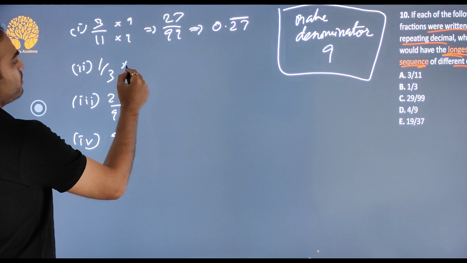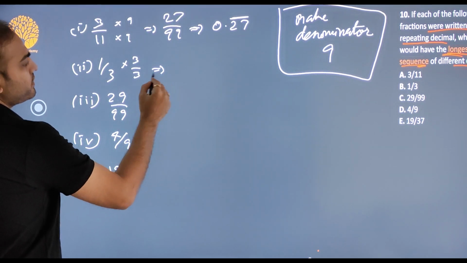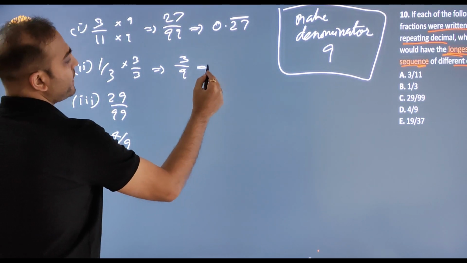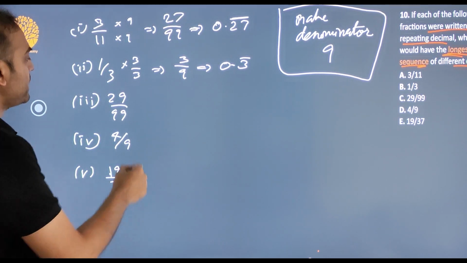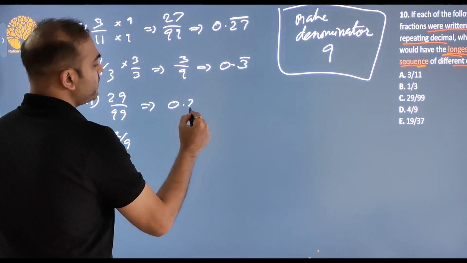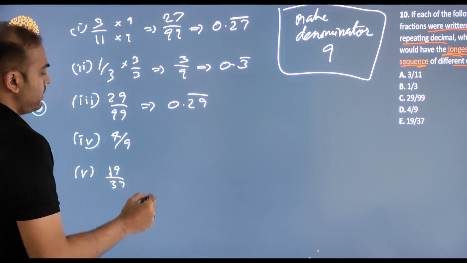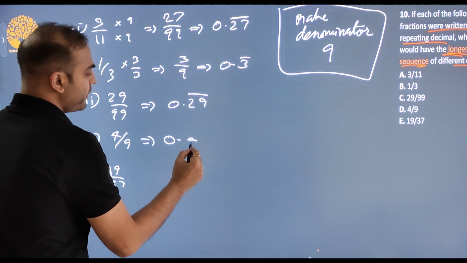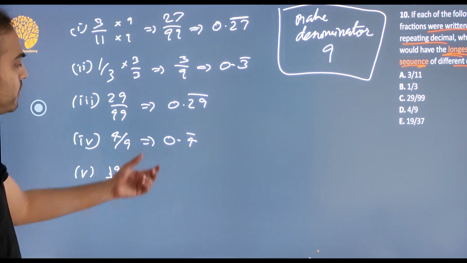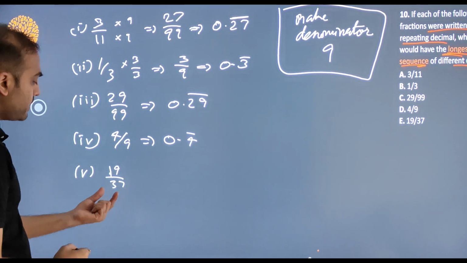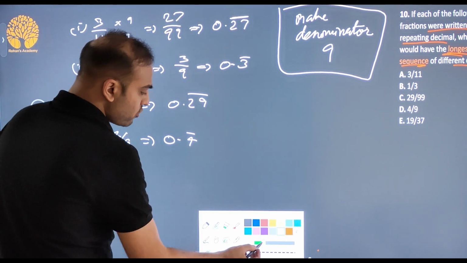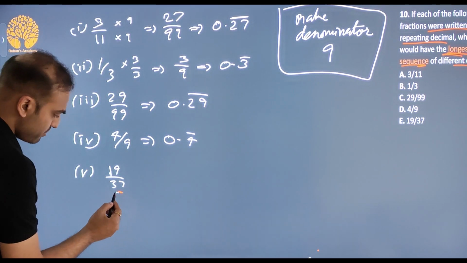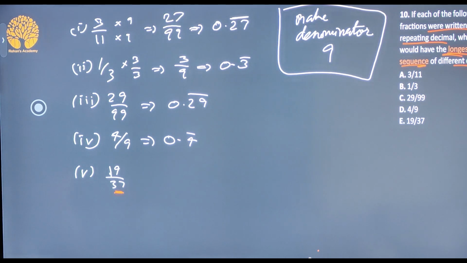Same way, divide by 3, you will get 3 over 9, which is 0.3. Sequence is 1. This we directly know is 0.29. Again 2. This is 0.4. Again we know sequence is 1. This is already, right? Now if you look at the fifth number, this is already a 2-digit number, right?